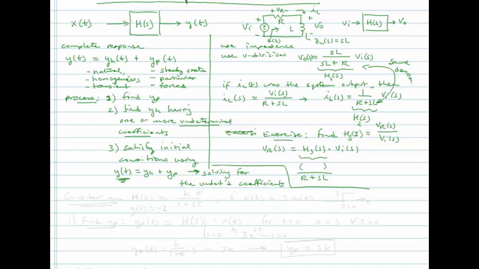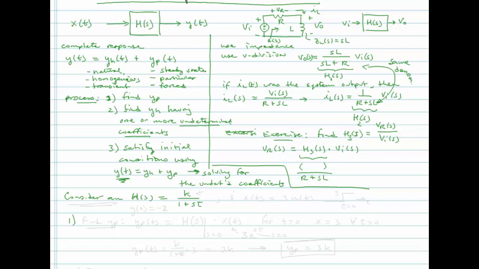Okay, so let's do this for a simple system. Let's consider an h of s. We'll just do a first order system. Okay, so we'll say h of s is equal to some constant k over 1 plus s times tau. Tau is just a constant that is going to be coming from whatever this system is. I'm not going to describe the system, but it could be the circuit above maybe.